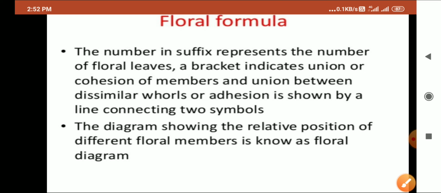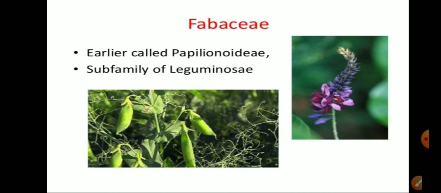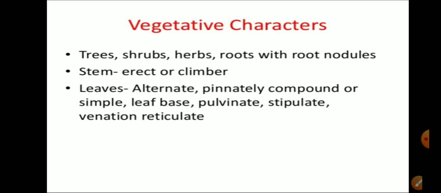The diagram showing the relative position of the different floral members is known as floral diagram. So starting with the very first family, that is Fabaceae. Fabaceae is earlier known as Papilionoideae. It is a subfamily of Leguminosae. Here we have the pea family. We can see the gram pea, that is we are using green pea.